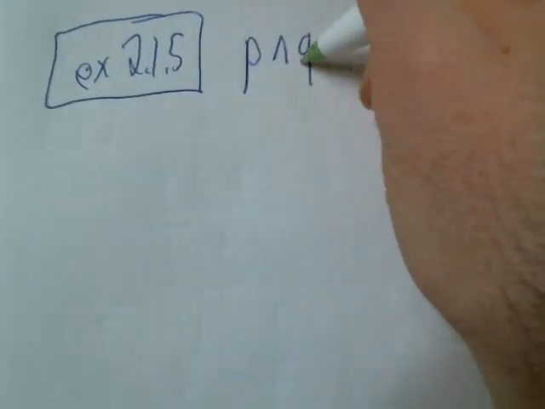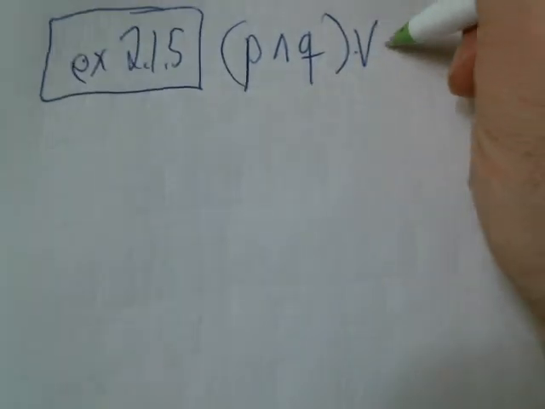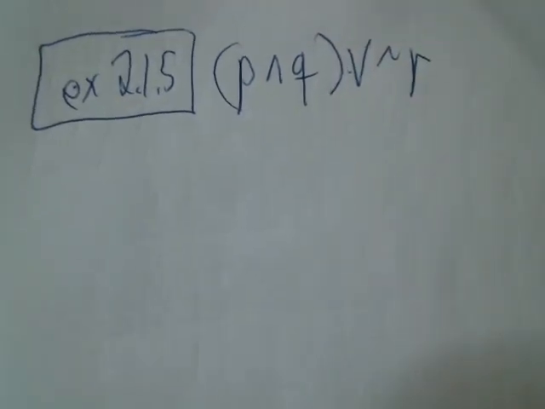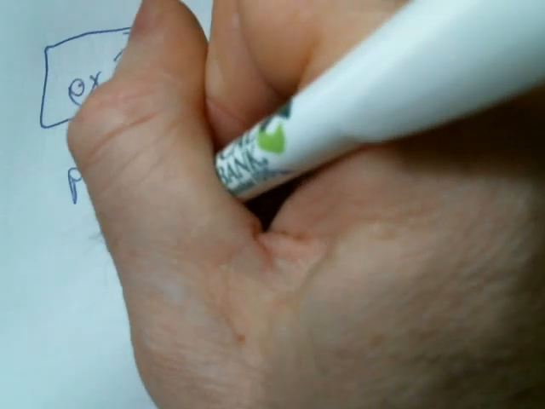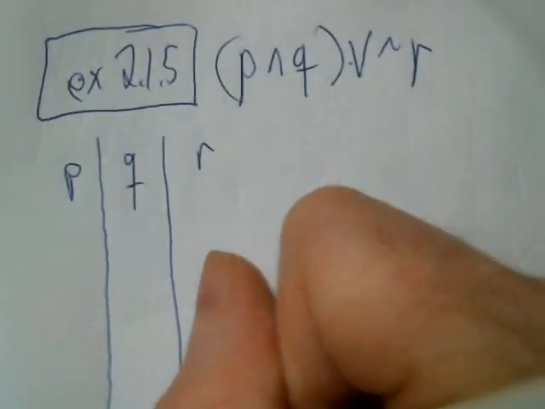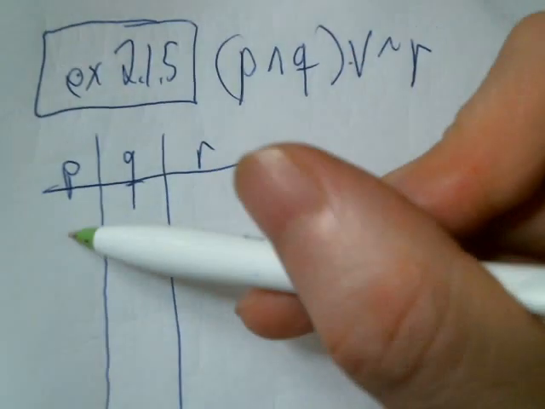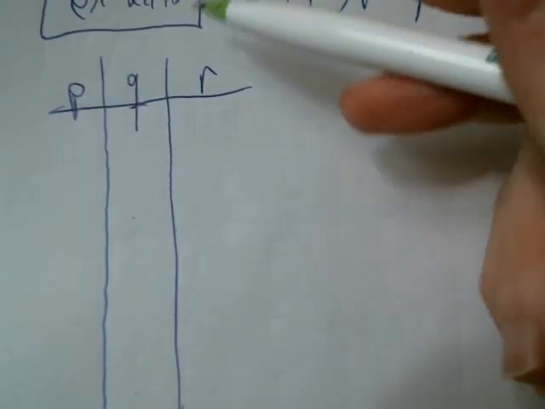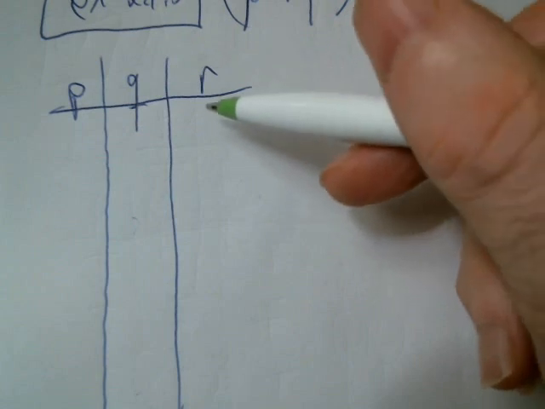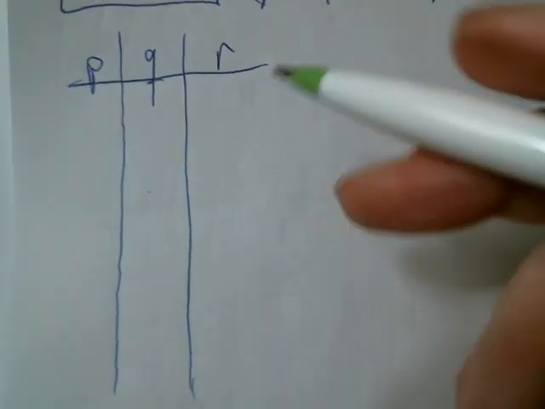Okay, so this time we want the truth value of P and Q, or not R. So we're going to need P, Q, R. And the traditional way of doing this is to go 4 trues and then 4 falses, and then 2 trues, 2 false, 2 true, 2 false, etc. And then this one you'll alternate true, false, true, false, true, false, true, false.